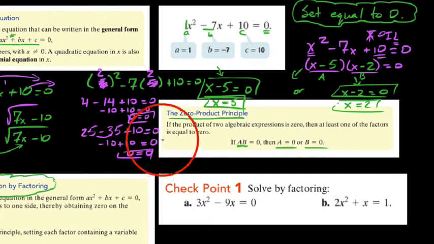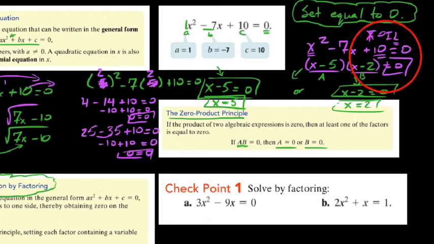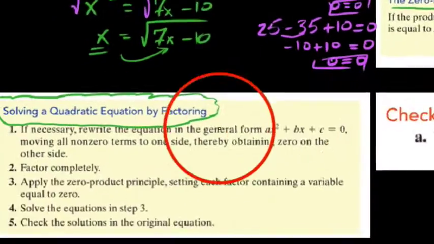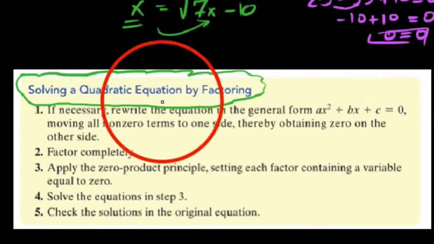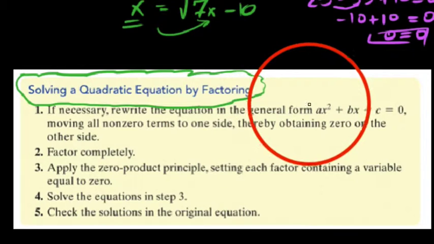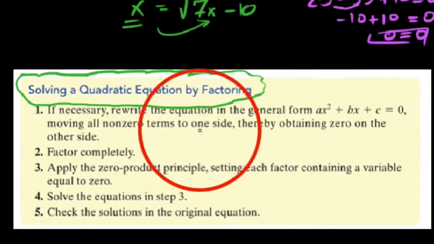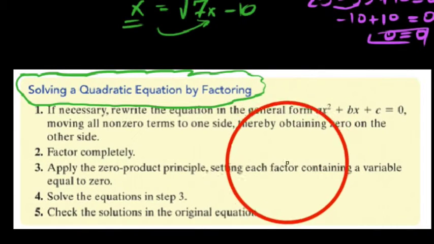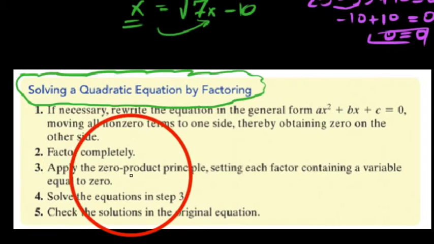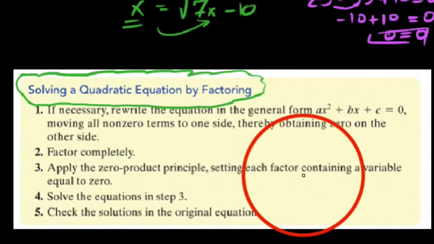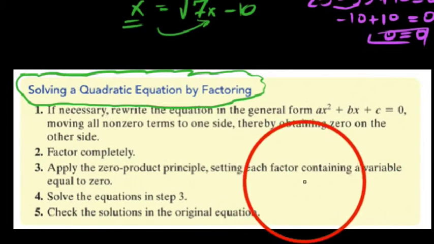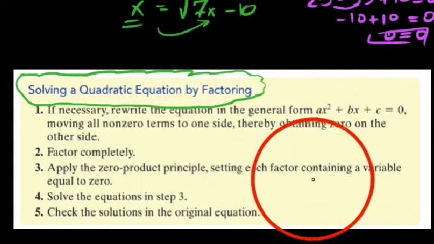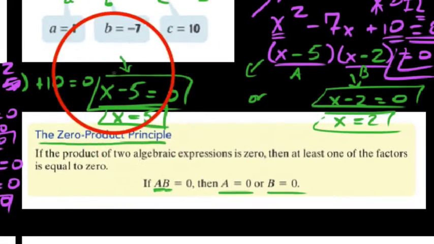So the fact is, we can just factor this and then set all of the individual factors equal to 0, if and only if we set it equal to 0 in the first place and these things multiply together equals 0. So just very quickly here, let's read through this. It says, if we want to solve a quadratic equation, if necessary, go ahead and write it in general form. In other words, move all non-zero terms to one side, thereby obtaining a 0 on the other side. That's this step up here that says set it equal to 0. And then we're just going to factor it and then apply the zero product principle, which means set each of those individual factors containing a variable equal to 0, and then just solve those individual equations, which are usually, in this case, first degree equations here.